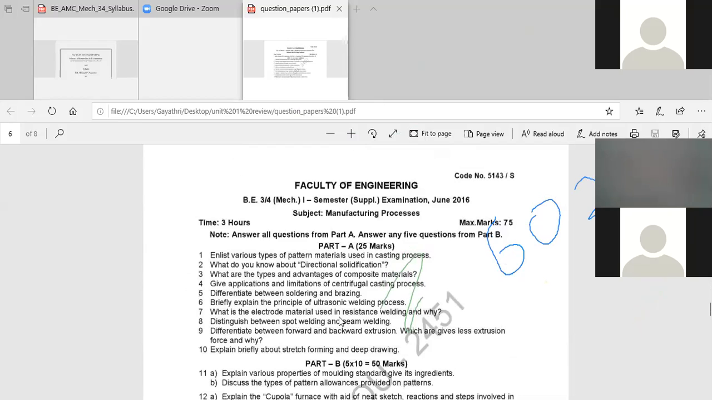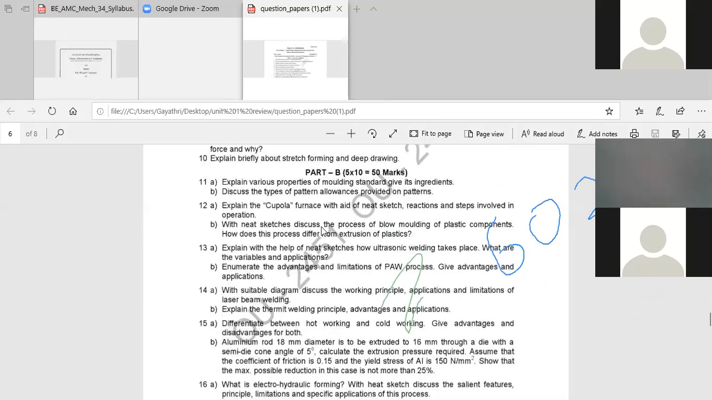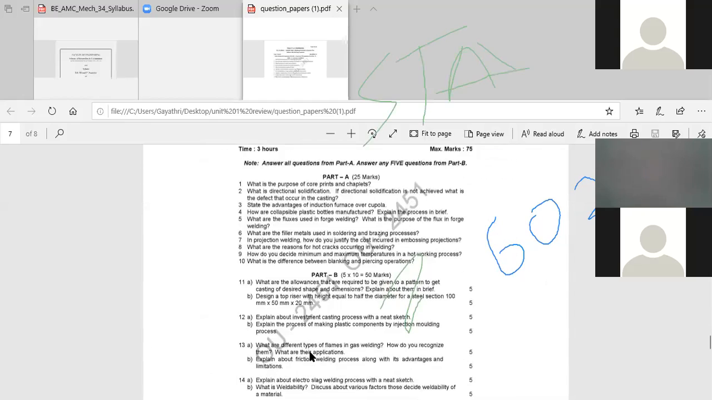In 2016 supply, they ask you about different types of pattern material. First question, second question, again repeated: directional solidification. And in the essay question, again they ask you on properties of sand and pattern allowances. That's it.